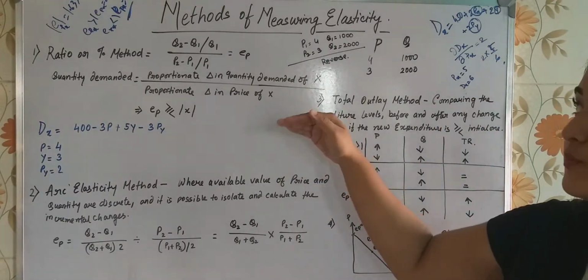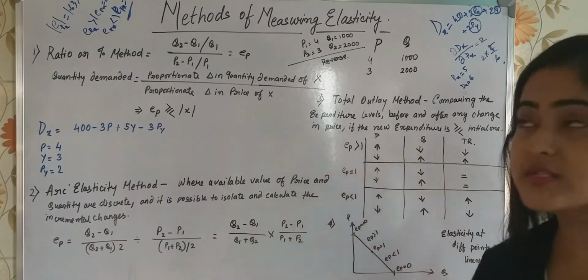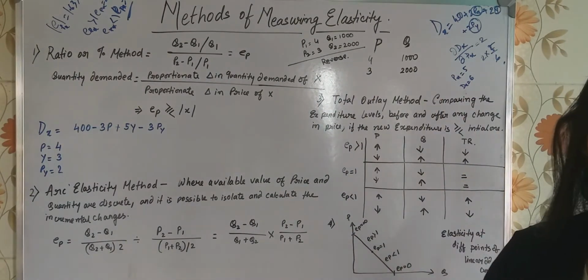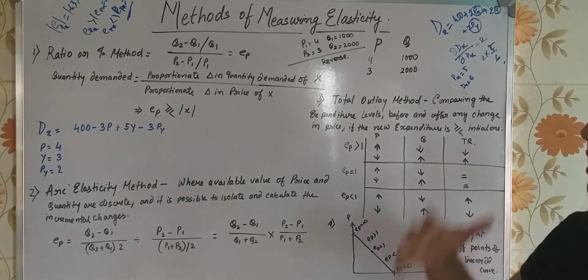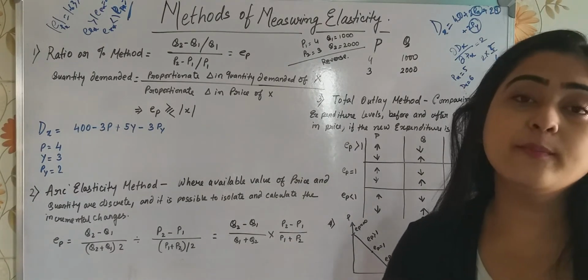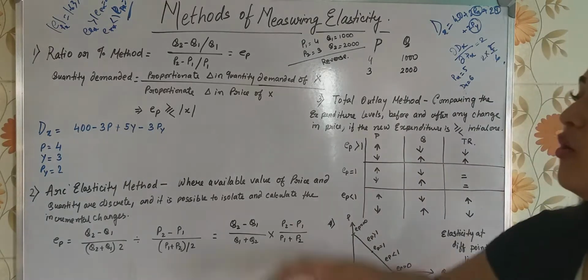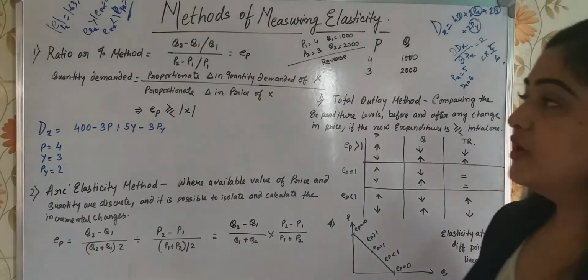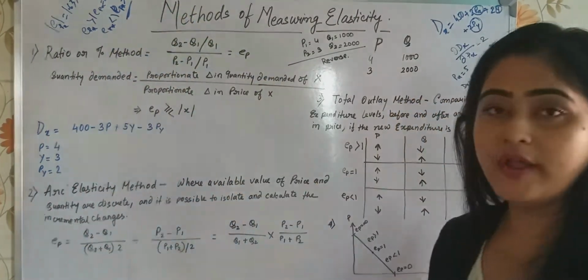Now let us move to the process by which we can do this methods of elasticity, right? The first one is ratio or percentage method. इसको हम लोग क्या बोलते हैं? Point elasticity भी बोलते हैं. Now how do we do it? We will have the quantity demanded. We need to find the quantity demanded.